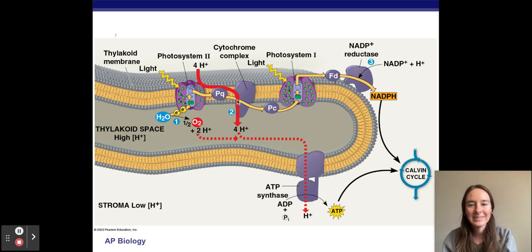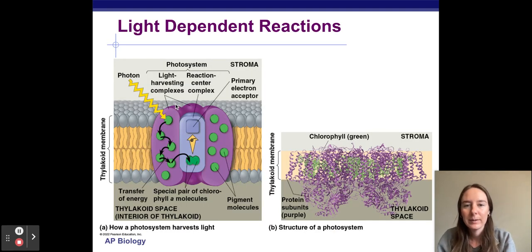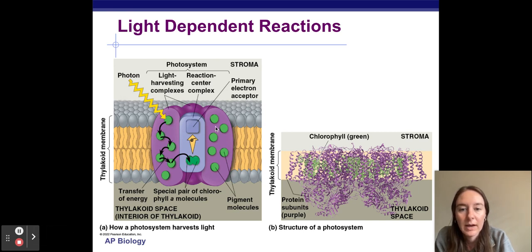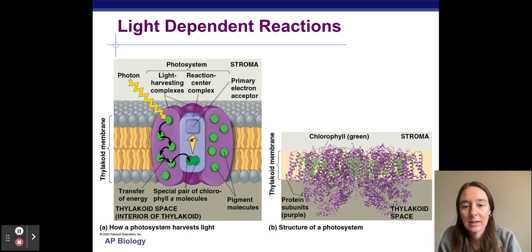So let's break it down piece by piece, and let's just start right here. So what's happening when light is hitting this thing called the photosystem? So let's look carefully. So we're in our light-dependent reactions, right? We are in the thylakoid membrane, and we have this purple piece here called a photosystem. So a photosystem is a mix of proteins and these chlorophyll molecules here. These are pigment molecules that have the special ability to absorb sunlight.